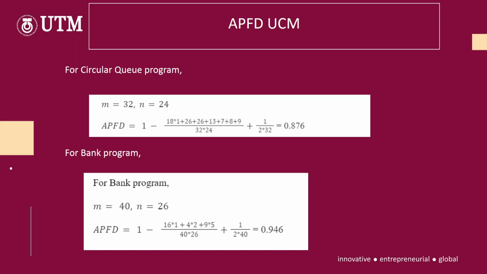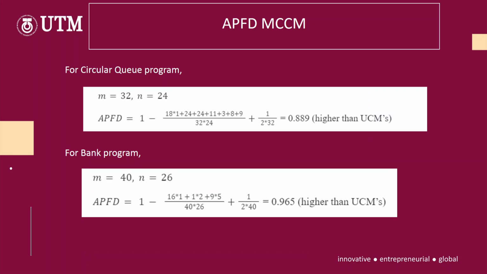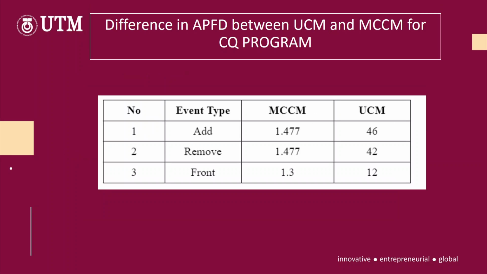For circular queue and a bank program, the APFD calculations have been given. The same with MCCM program. We observe for both programs the MCCM value is higher than UCM's. There is a difference in APFD between UCM and MCCM for circular queue program.